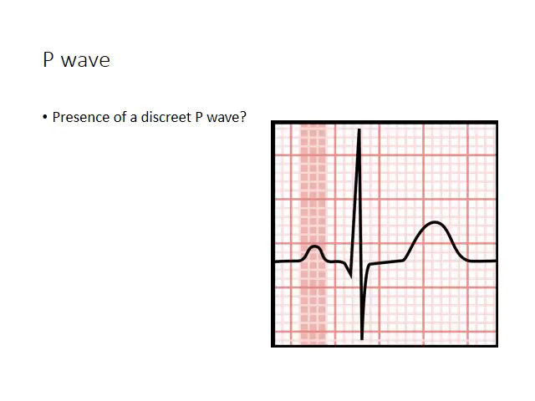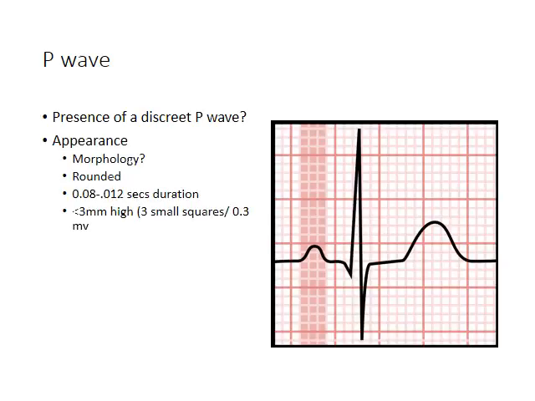Sometimes we have to look very carefully for P waves as they can be discrete or even hidden amongst other complexes. The appearance of the P wave should be commented on, and we should be looking at the morphology of the P wave. The P wave should be rounded and 0.08 to 0.12 seconds in duration. The P wave is a small wave and should be less than 3 millimeters or 3 small squares high on the ECG.